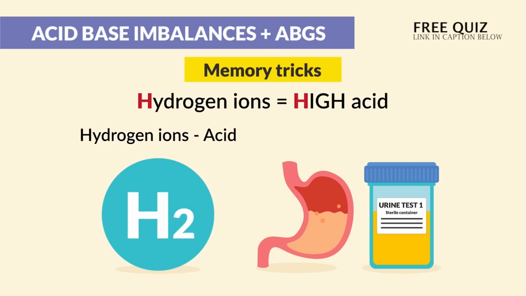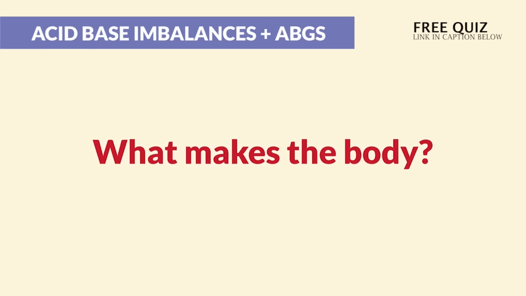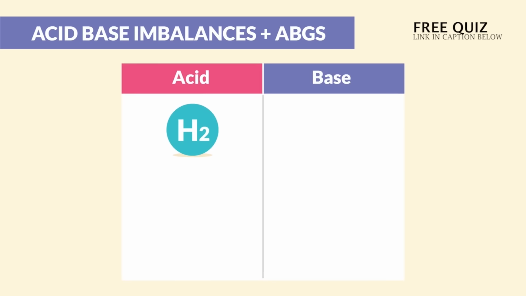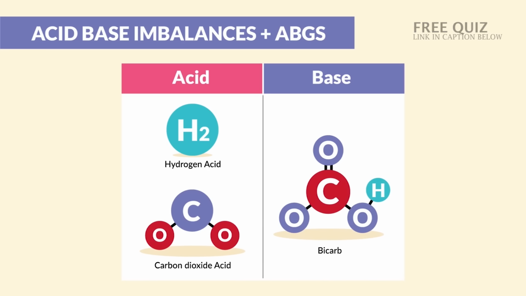Now, simply organize this in your mind. What makes the body acidotic? Well, hydrogen ions get high acid, and carbon dioxide, just think carbon diacid. And for base, which makes us alkalotic, just think bicarb base.